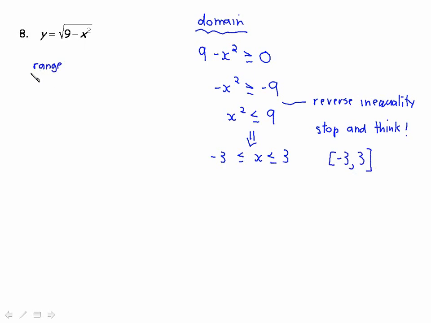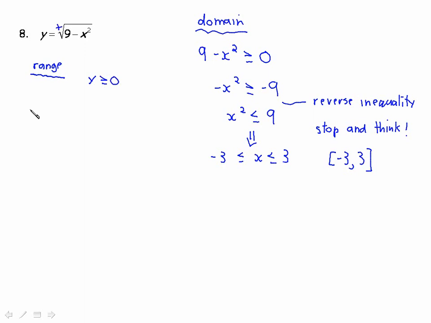Then the range. Now the range, by inspection, we can tell that y has to be greater than or equal to 0. That's based on this. It's the positive root. We need to do more, though.